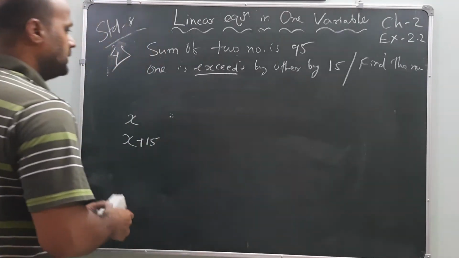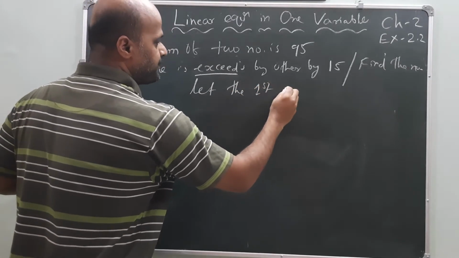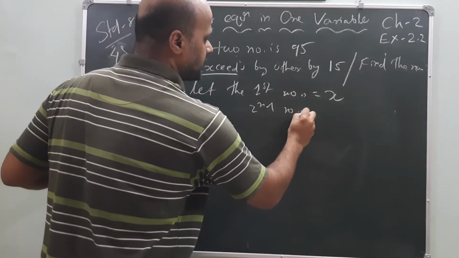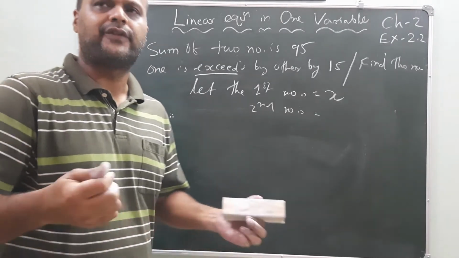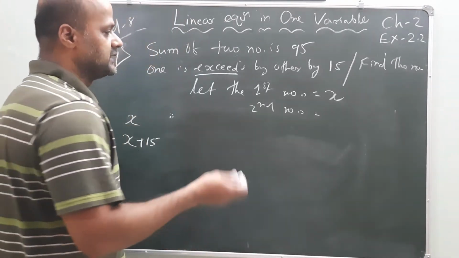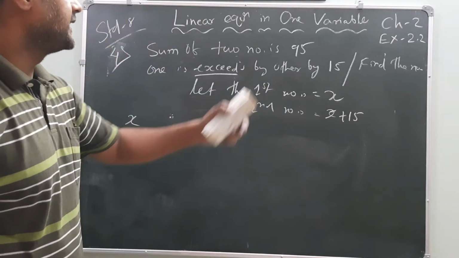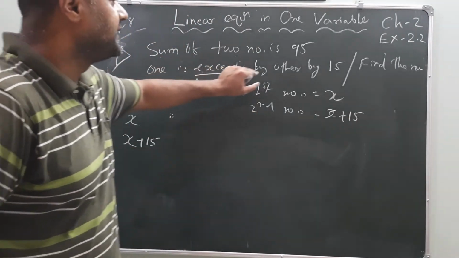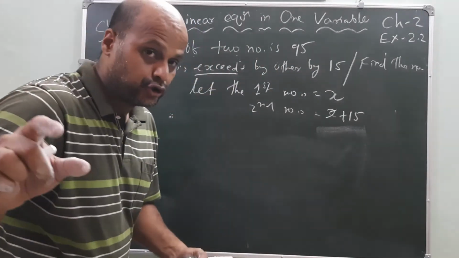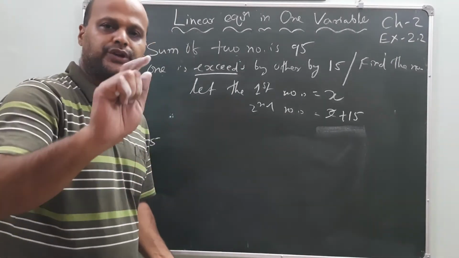Let the first number be x, and the second number is, or one number you can write it. If you don't write first, write one number also. One number is this one, the second number is this one. Like this you can write it. x plus 15. Okay. Now what is it saying? One exceeds the other by 15. Always I told you those values are not given. You have to write that in variable form. So don't be confused, my dear friend.